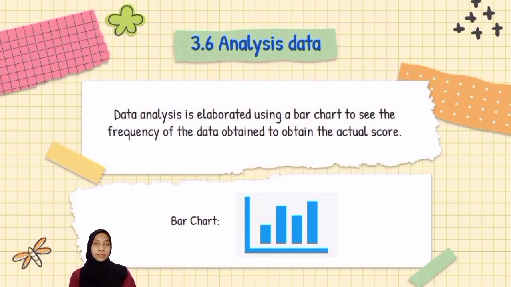Lastly, 3.C, which is data analysis. Okay, data analysis is elaborated using a bar chart to see the frequency of the data obtained to get the actual score. Okay, why are we using a bar chart? Because it's easy to analyze. For the part CX, we will put the questions from 1 until 6, and for the part CY, we will put the scale 1 until 5. From that we can analyze the data from the Google form that we have created, and it's easy to analyze.